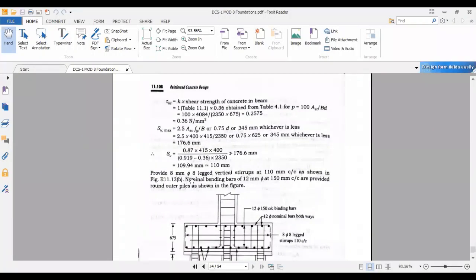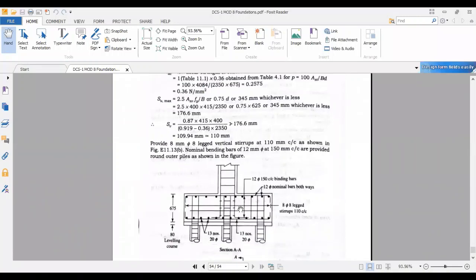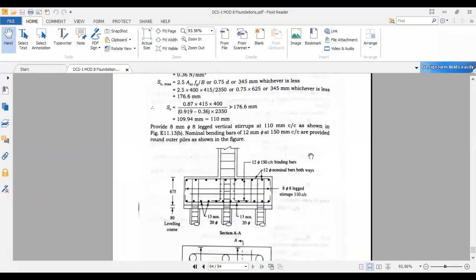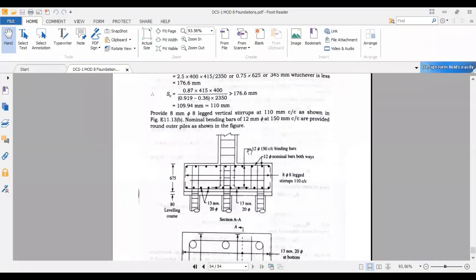So we will provide 8 mm dia, 8-legged vertical stirrups spaced at 150 mm center to center, and as shown in the figure, nominal binding bars of 12 mm dia at 150 mm center to center are provided around outer piles as shown in the figure. So these are 12 mm dia, 150 mm center to center binding bars. This one, as you can see here, and this bar is extended from column to pile, and these are all 8 mm dia, 8-legged stirrups spaced at 110 center to center spacing.